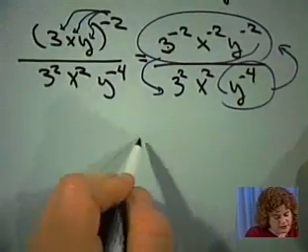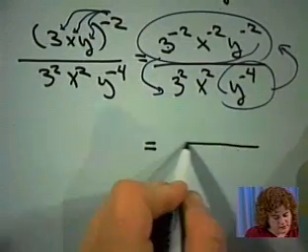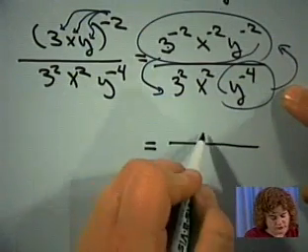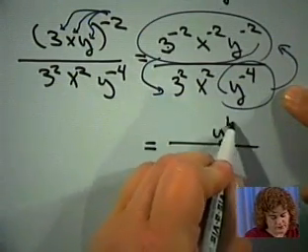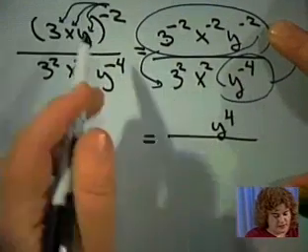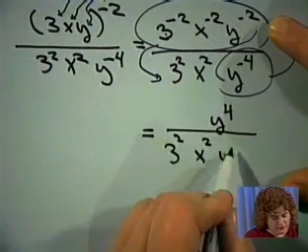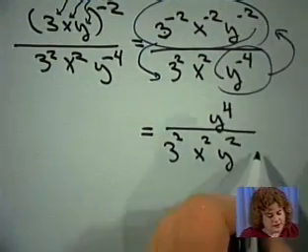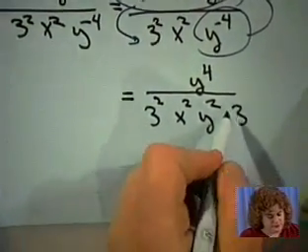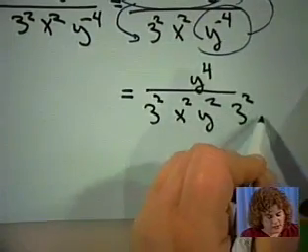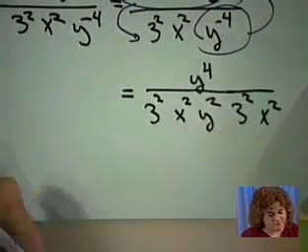So what we'll have is, well, move the y to the 4th. We've got a y to the 4th on top. Move all of this stuff down. We've got a 3 squared, an x squared, and a y squared that moved down. And we have a 3 squared and an x squared that stayed put.